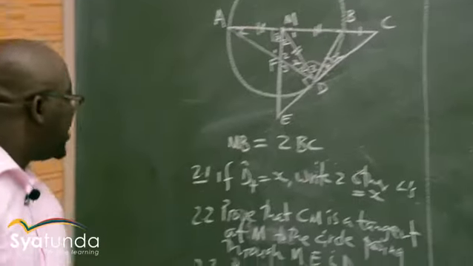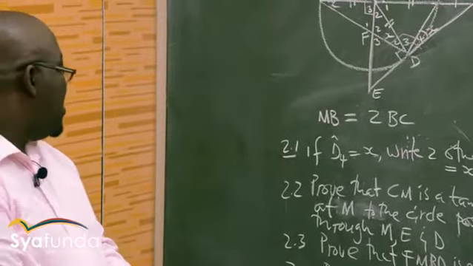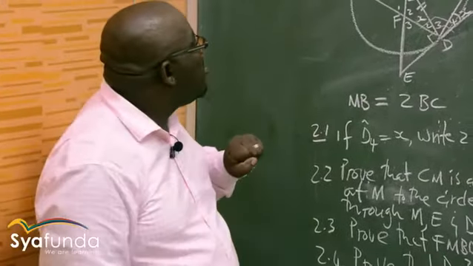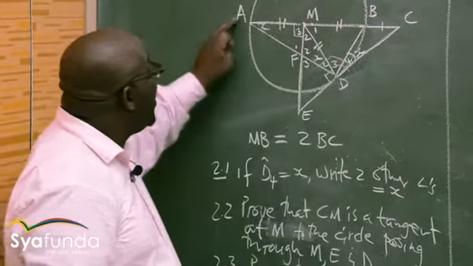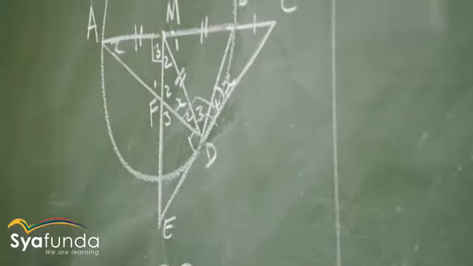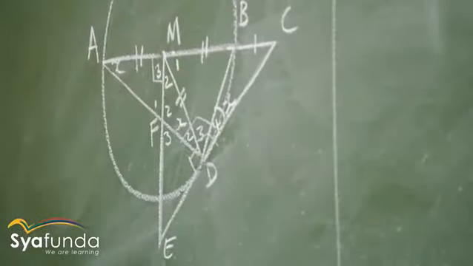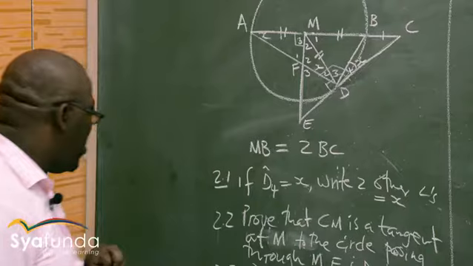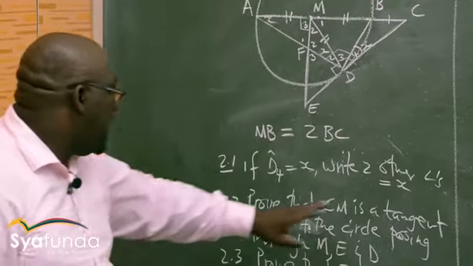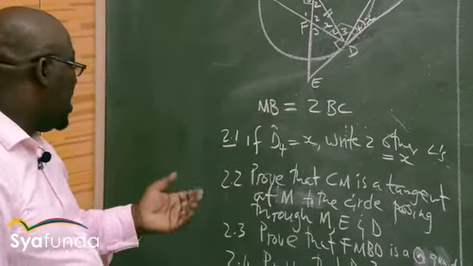2.2. Prove that CM is a tangent. Where is CM? Remember, this is the same line. Prove that CM is a tangent. It is a tangent at M.